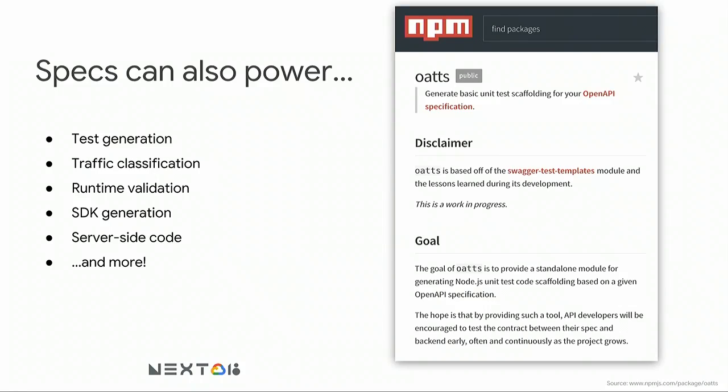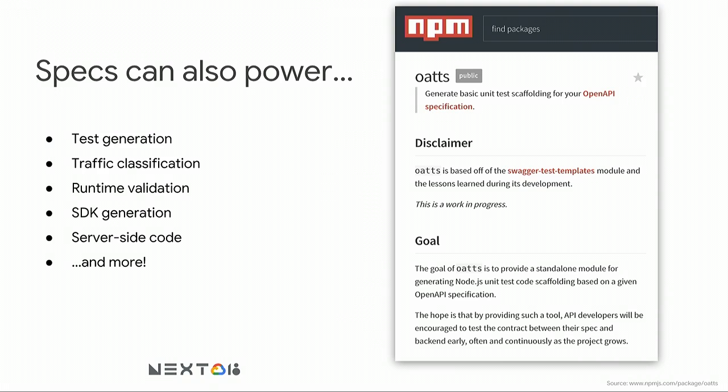Specs can also power test generation. Here is a snapshot of a project from a colleague of mine, Noah Dietz. He has a project called OATS, which is OpenAPI test templates. These are ways in which you can make assertions and run automated tests that help keep your API specification in line with what you're actually doing. It's pretty neat. I encourage you to check it out.